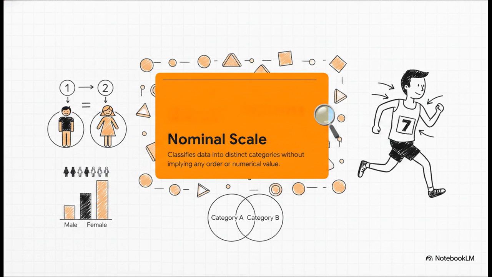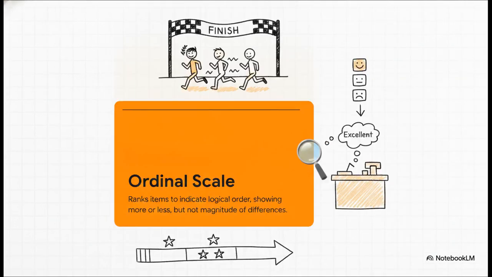So if you assign a 1 for male and 2 for female in a survey, it obviously doesn't mean female is twice the value of male. You're just classifying. The only statistical math you can do here is a basic frequency count to see which category has the most people. Step up 1 rung, and we hit the ordinal scale.